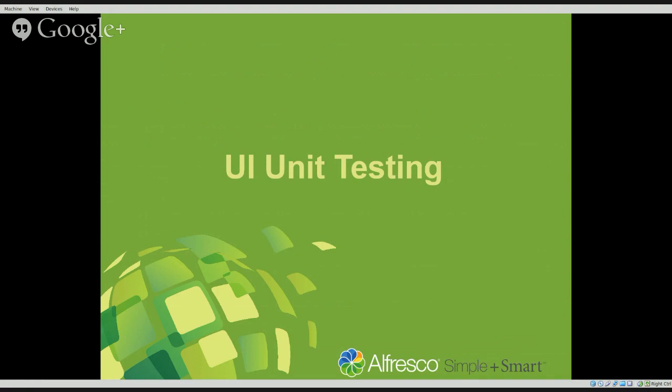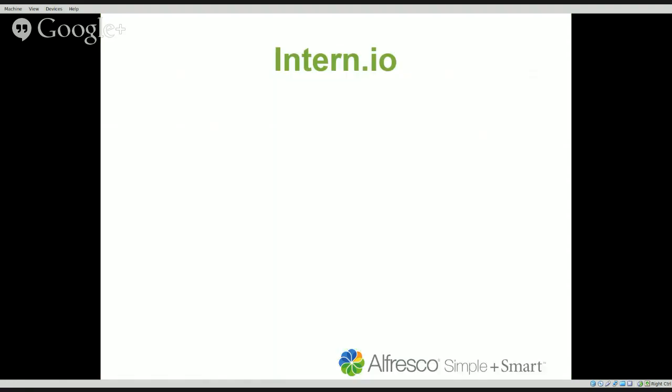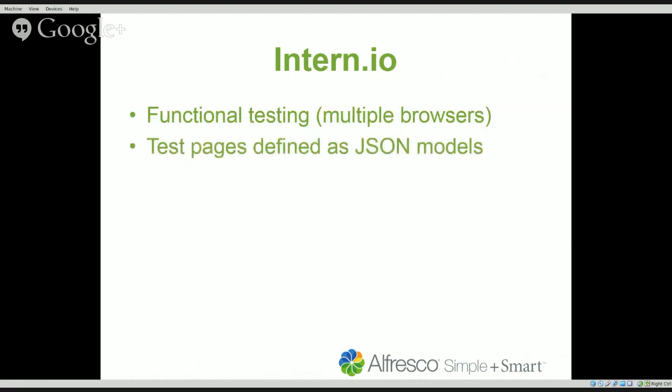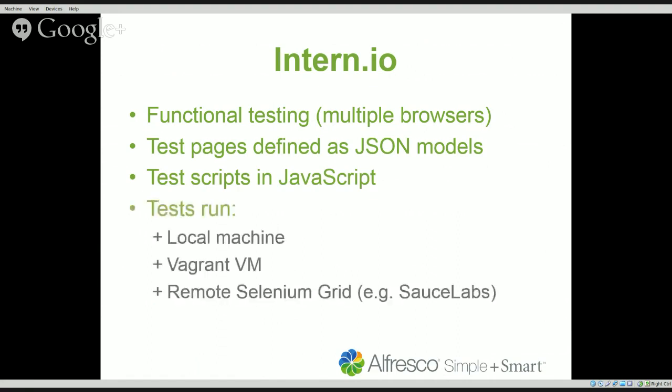All right. Okay, so I just want to talk a little bit about the unit testing. We're using a particular framework called intern.io. This provides functional testing across multiple browsers. Basically, we define our test pages as JSON models in exactly the same way as we define our pages. The test scripts themselves are written in JavaScript using intern. We can run these tests against your local machine, against a Vagrant VM, or a remote Selenium grid, e.g. Sauce Labs, which would mean you get a full spectrum coverage of browsers. At the moment, that's still a work in progress. It conceptually works, but with a few issues with tunneling, which we're trying to resolve.